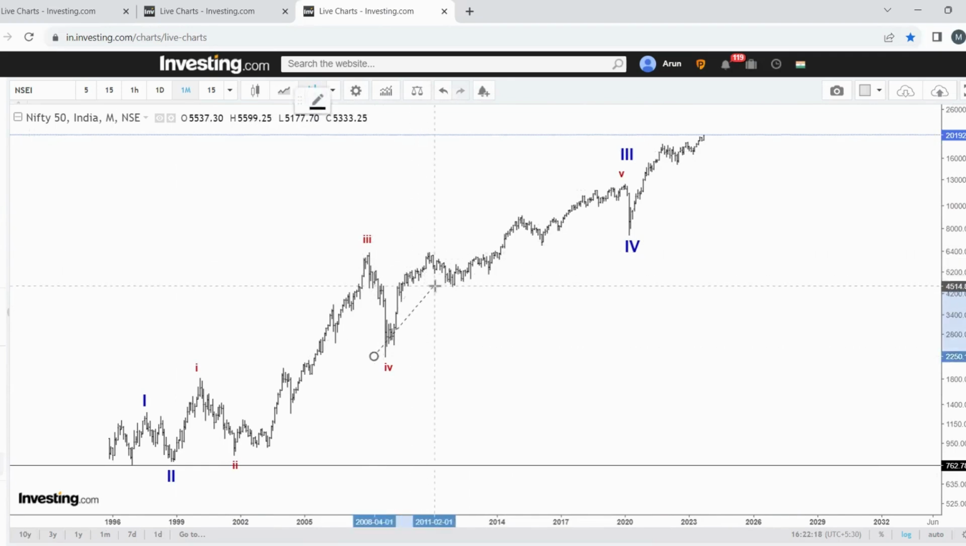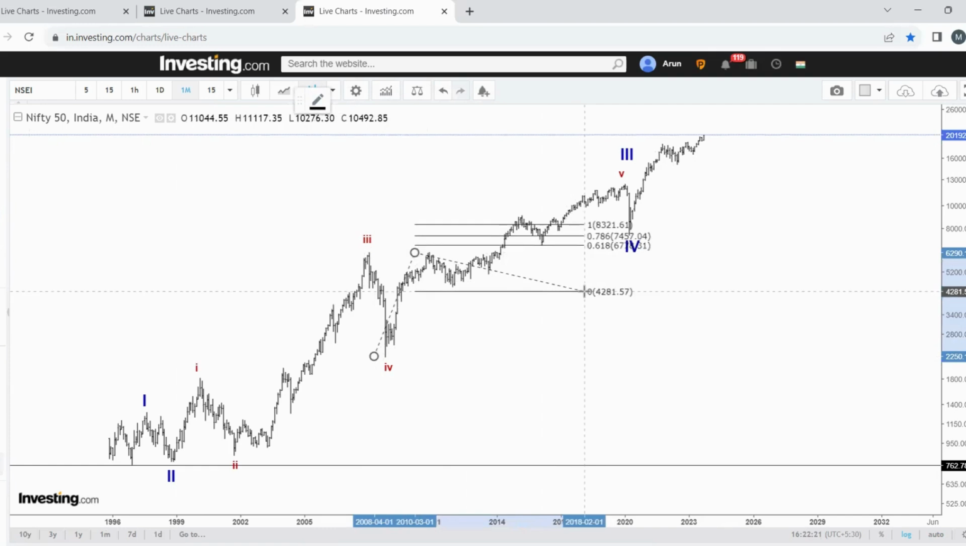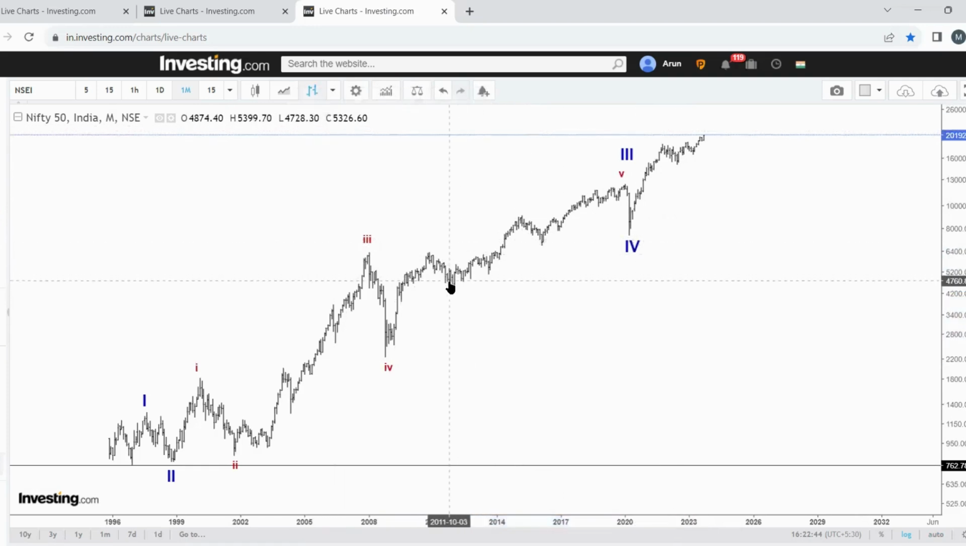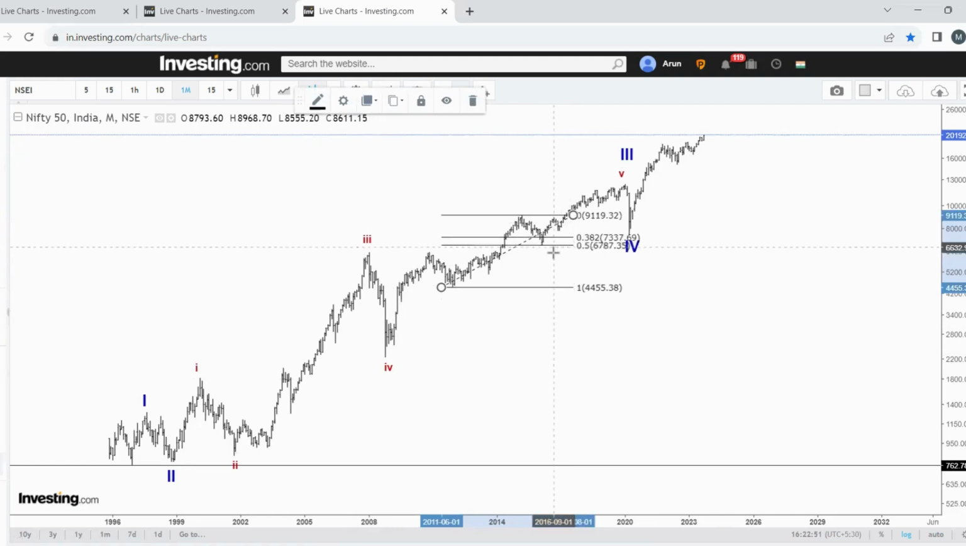So this is wave 1, and if you take this fib number, wave 3 has reached more than 100%. So this is valid. Okay, because wave 3 cannot be the shortest. It is more than 100% of wave 1. So now wave 3 is not the shortest. So this is valid. And wave 2 is not below the starting point of wave 1, and wave 4 reached 50% of wave 3.